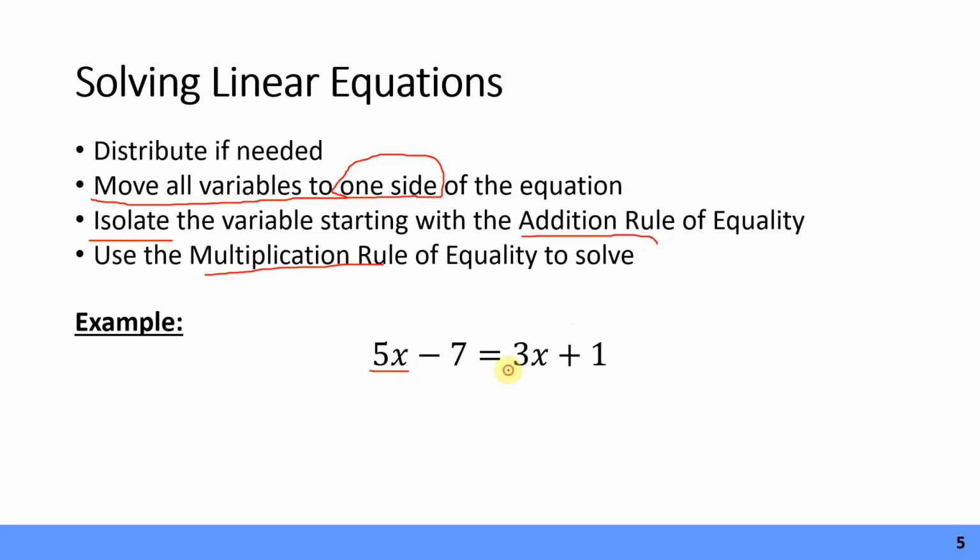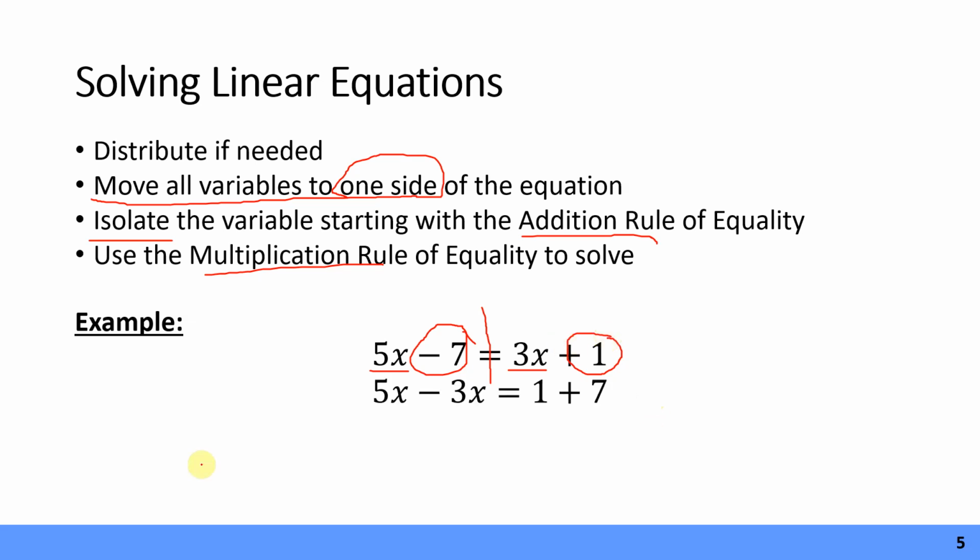So the 5x has to be with the 3x on the same side of the equation. So somehow I'm going to have to get them together. And the negative 7 is going to have to go to the 1 because, again, they have to be on the same side. Some of you are going to choose to throw the x's to the right side and the numbers to the left side. Some of you are going to do it backwards. It doesn't matter as long as the numbers are together and the x's are together.